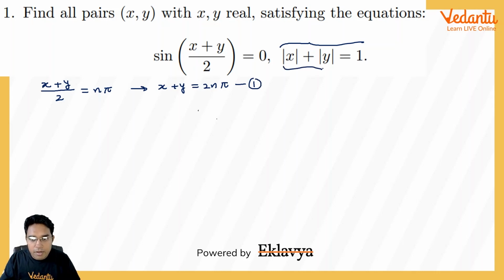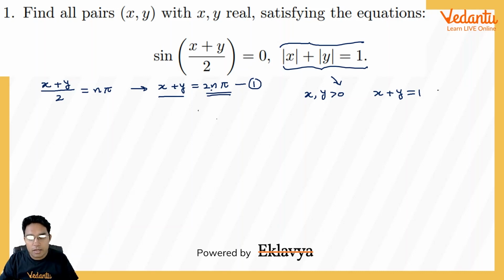Now, in this given equation, you know how the mod is opened. So there will be 4 scenarios. First, x positive, y positive. In that case, this will become x plus y is equal to 1. But as you know, x plus y is equal to 2n pi. So by putting any integral value of n, we cannot get x plus y equal to 1. It has to be either 0, or 2 pi, or minus 2 pi, like this. So this is not possible if we combine it with the first equation.